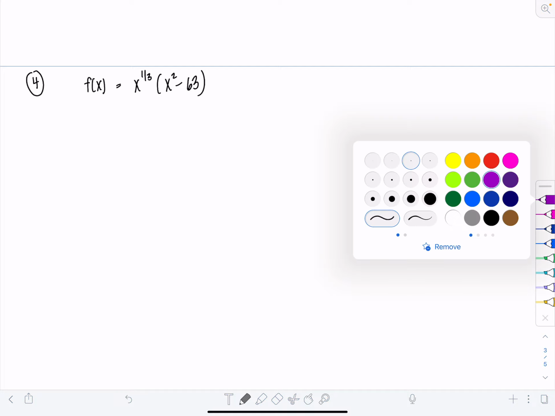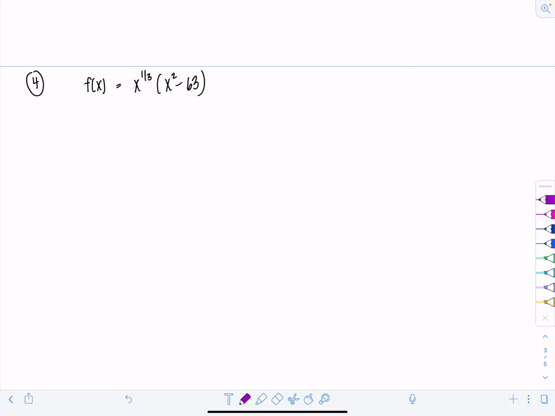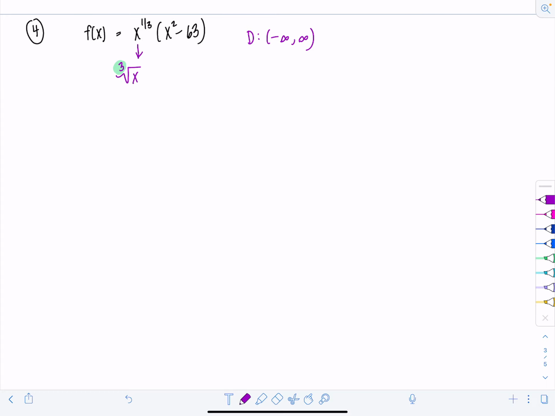Okay, did you list the domain first? I hope so. So x to the 1/3, that's the same as cube root of x. There's no restrictions because this index is odd. And x squared minus 63 doesn't have any restrictions, so the domain's going to be all real numbers, or negative infinity to infinity. All right? Good. Again, we have to use the product rule. Did you notice this is similar to the first example that I did?